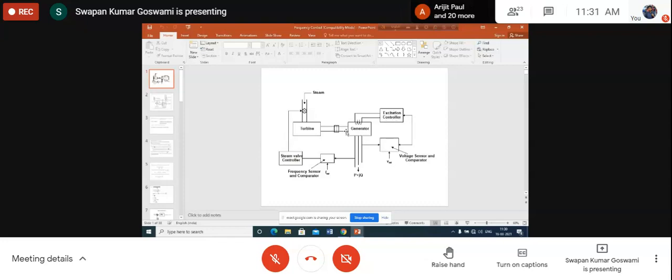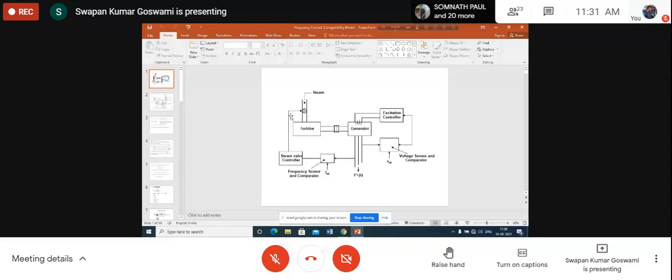And this is the shaft of the generator. The shaft of the generator is coupled with the shaft of the turbine here. The steam turbine is here. This shows the passage from the boiler to the turbine, and the opening of the steam valve is shown here. That means how much steam will enter into the turbine will be controlled by controlling the opening of the steam valve. It will be increased or reduced depending upon the requirement.